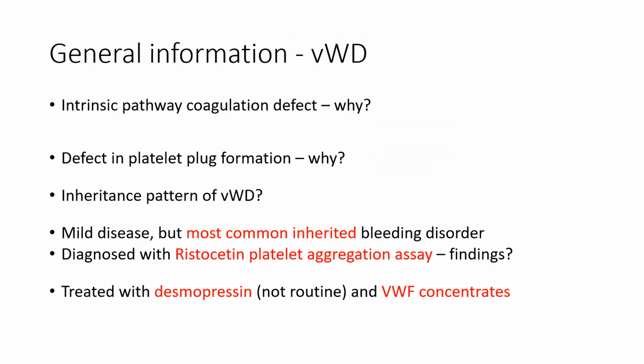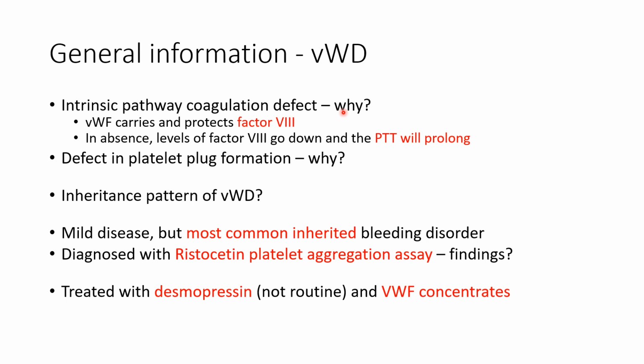Moving on. So some general information about von Willebrand disease. It's considered an intrinsic pathway coagulation defect. Why is that? If it has to do with platelets, von Willebrand factor binds to platelets. Why does it have anything to do with the intrinsic pathway? Well, as we saw earlier, I didn't point it out, but von Willebrand factor carries and protects factor VIII. In the absence of von Willebrand factor, factor VIII is no longer carried or protected, and so the levels of factor VIII will subsequently go down and the PTT will prolong. Therefore, this is a defect of the intrinsic coagulation cascade.